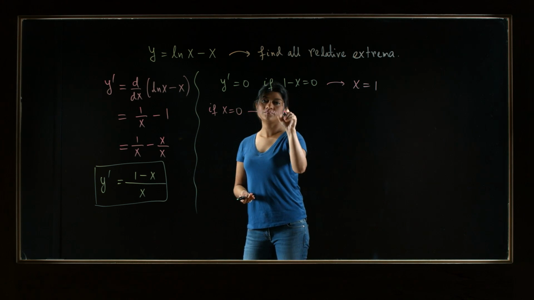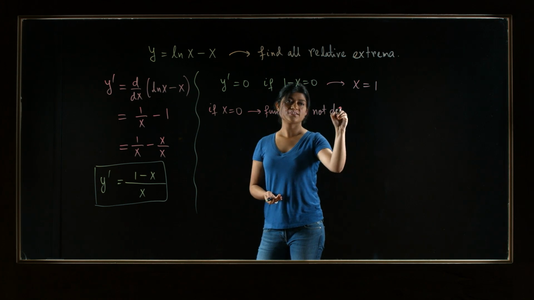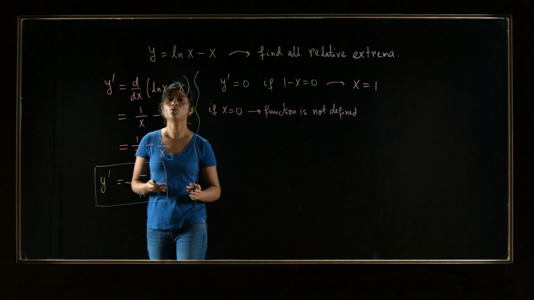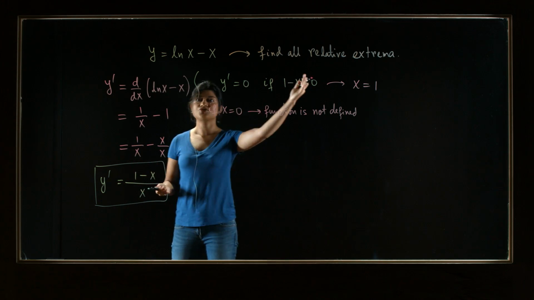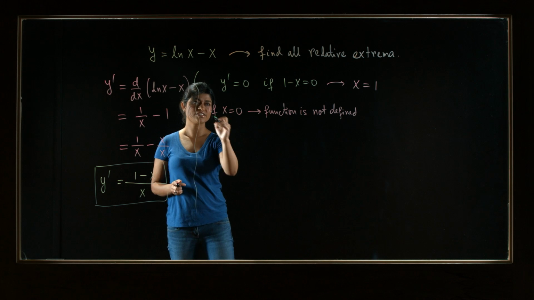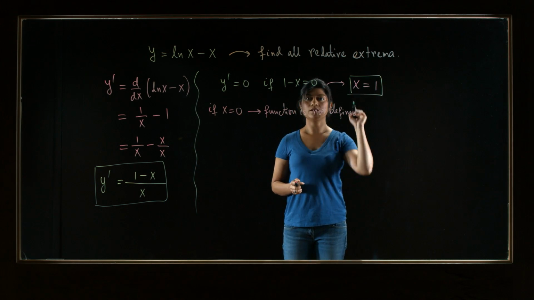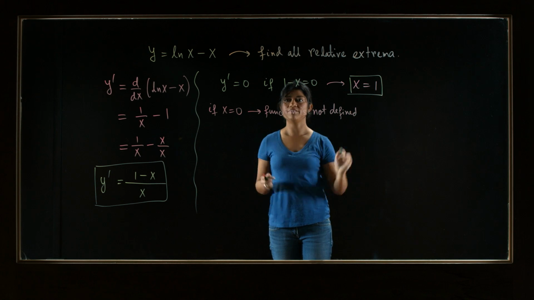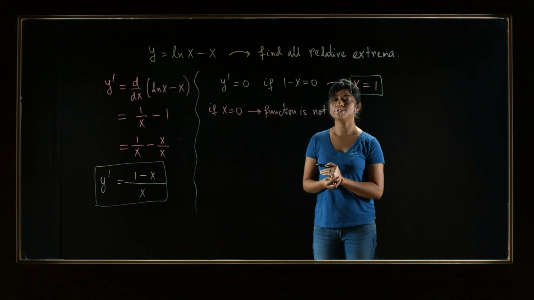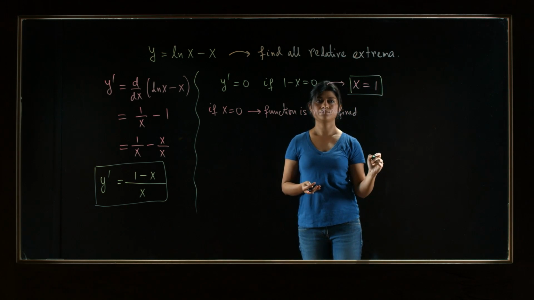So the function is not defined, which means 0 is not even in the domain of the function. So there is no question of figuring out extrema at this value. So we just discard this x equals 0 and we only consider x equals 1. So that is a point where we will have an extrema. Question is, what kind of extrema? Maxima or minima? For that, we need to compute the second derivative.